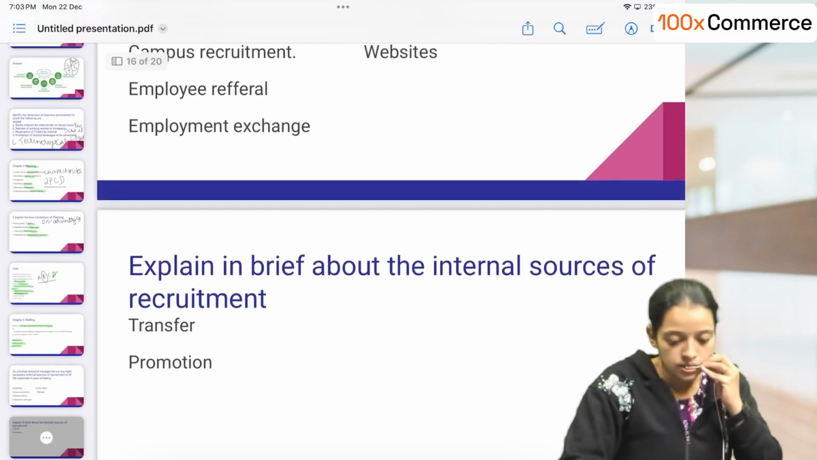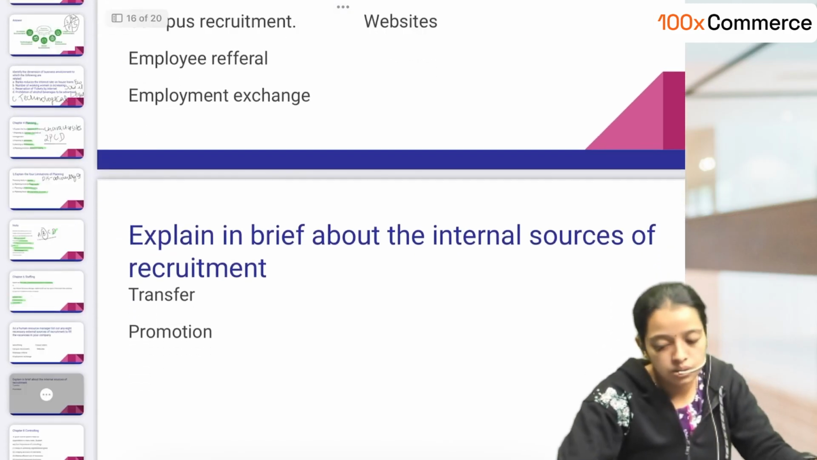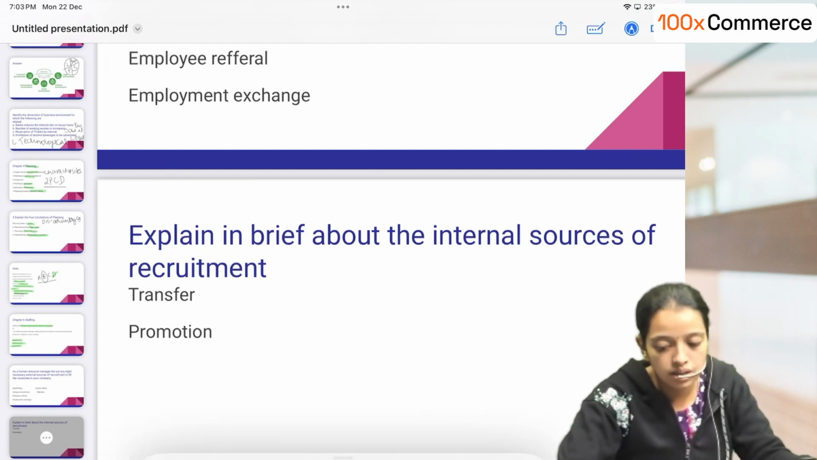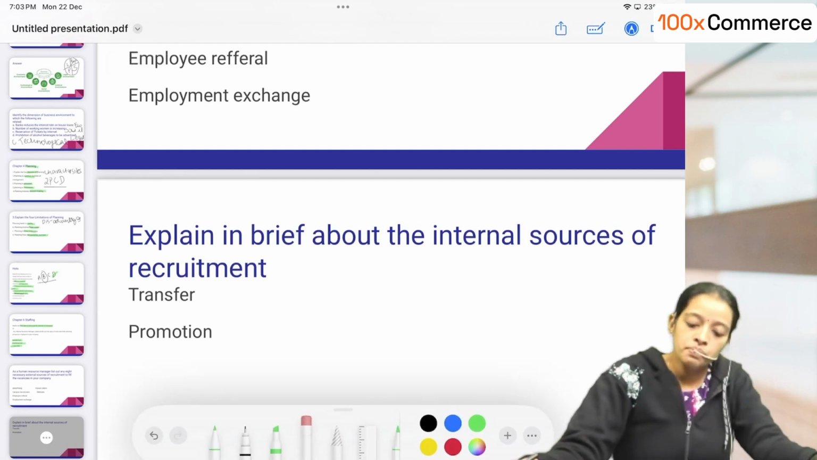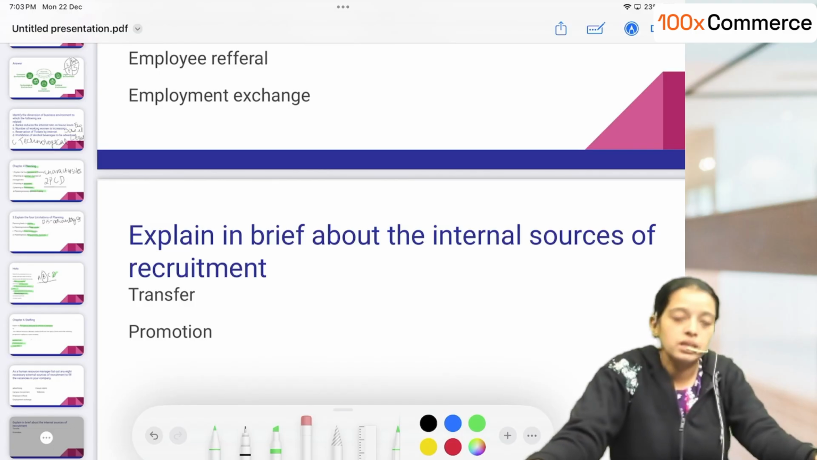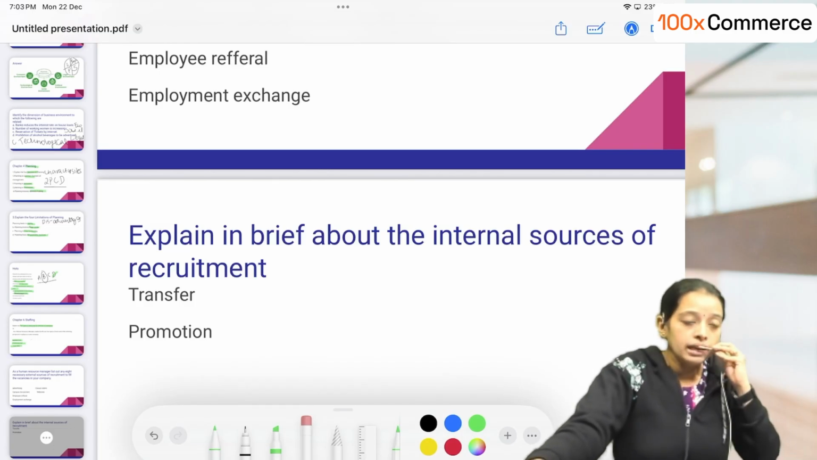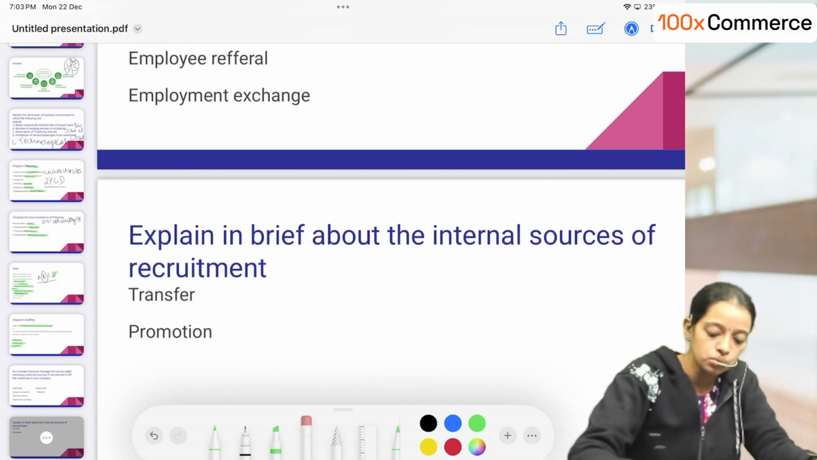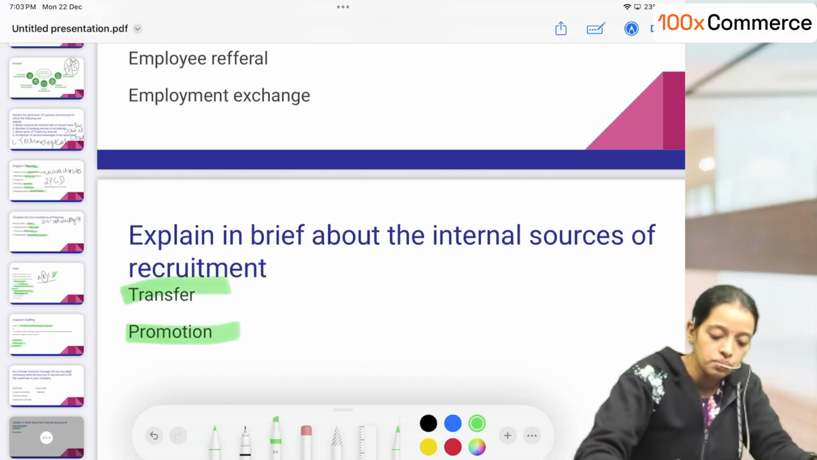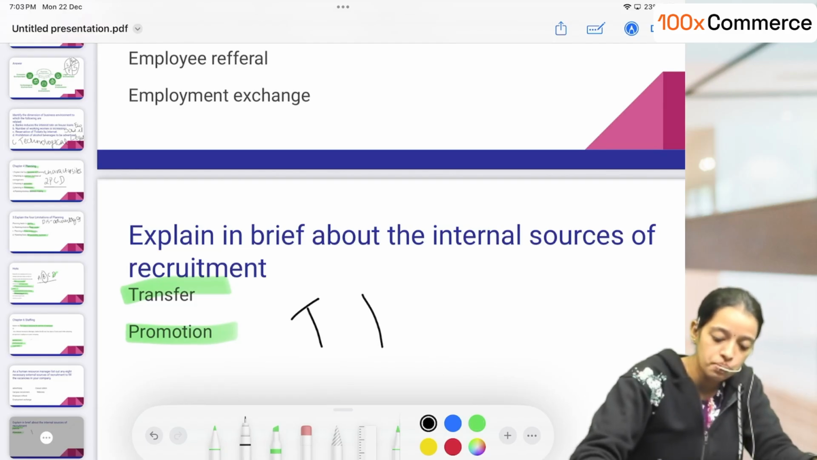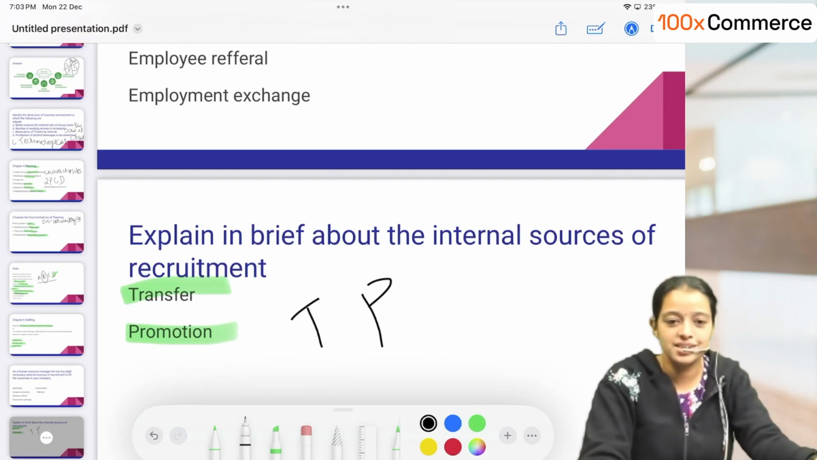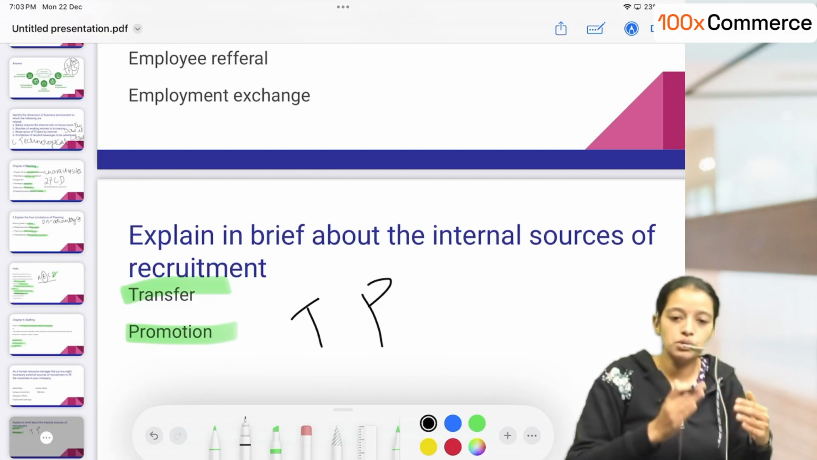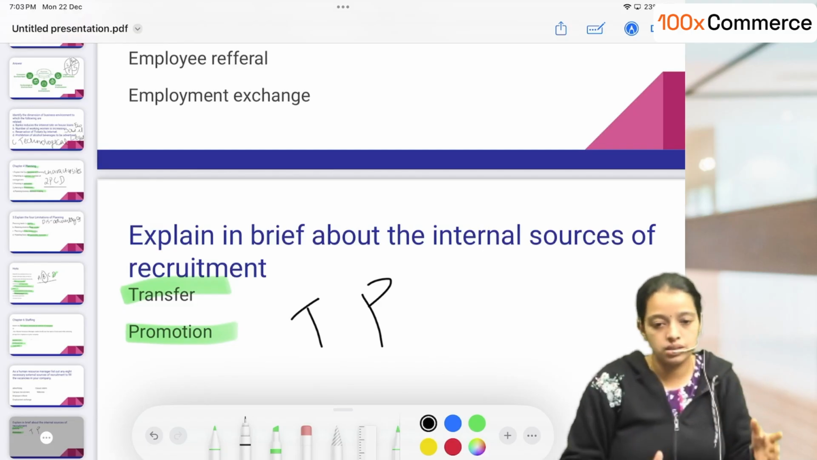Next one. Explain about the internal sources of recruitment. There are chances that this question might come. They might ask you to briefly explain about the internal sources, or write a note on internal sources of recruitment. We have only 2: transfer and promotion. The short form is TP, transfer and promotion. For transfer, certain points you have to write and explain; for promotion, certain points you have to write and explain clearly.